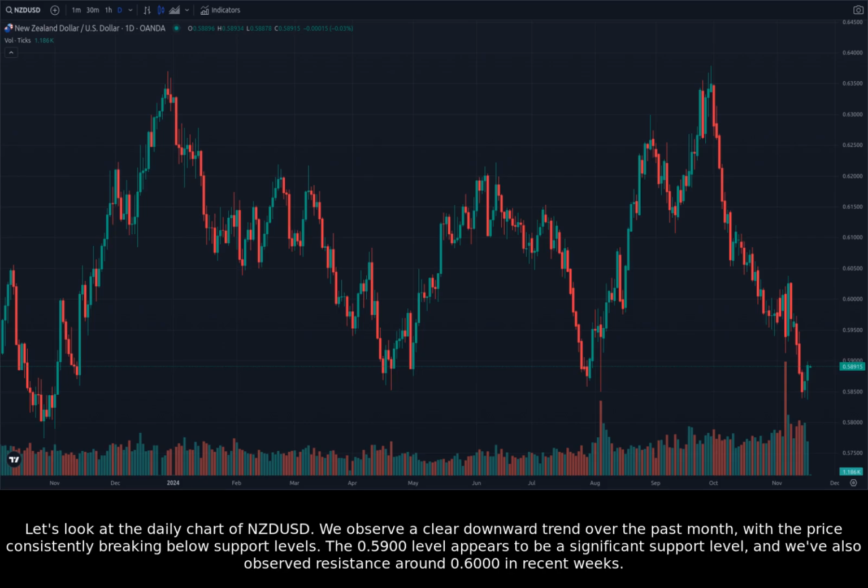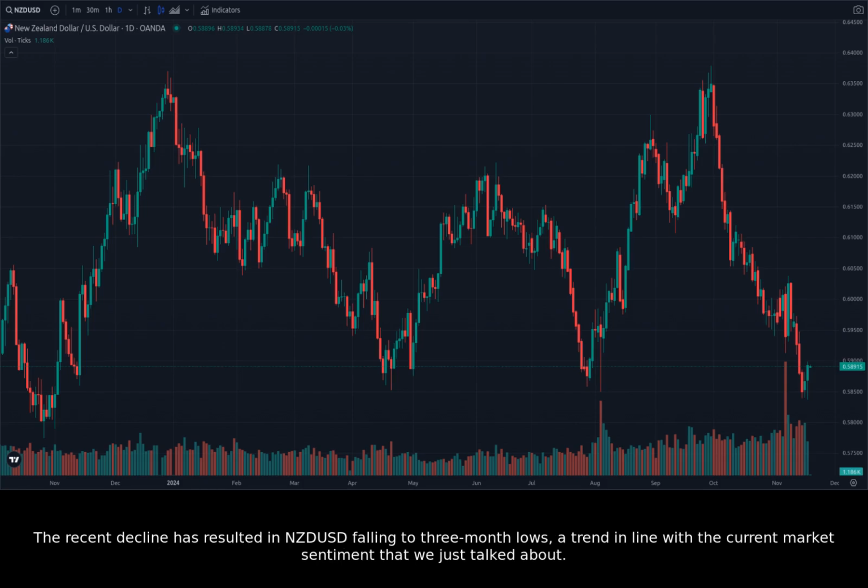Let's look at the daily chart of NZDUSD. We observe a clear downward trend over the past month, with the price consistently breaking below support levels. The 0.5900 level appears to be a significant support level, and we've also observed resistance around 0.6000 in recent weeks. The recent decline has resulted in NZDUSD falling to 3-month lows, a trend in line with the current market sentiment that we just talked about.